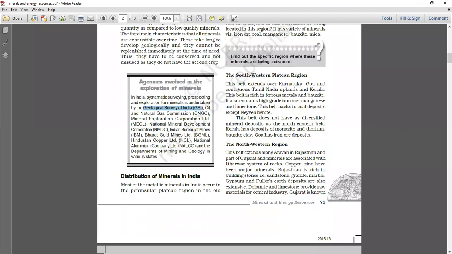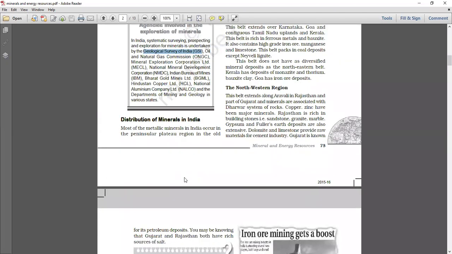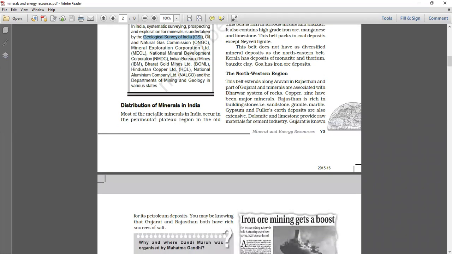So these are some of the agencies working in different states. Now students, the next thing is distribution of minerals. We all know that most of the metallic minerals in India occur in the peninsular plateau, that is southern India. The peninsula is the land which is bounded from its three sides by water.